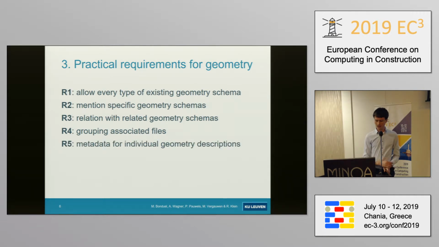And finally, as already discussed by Anna and also during the question, we need to be able to add metadata for individual geometry descriptions. This can be, for example, the geolocation. This can be the up axis. So in some CAD software, the user is free to choose the up axis during transformation and so on. And this can be really a nightmare if you want to combine a lot of different geometry from different stakeholders.